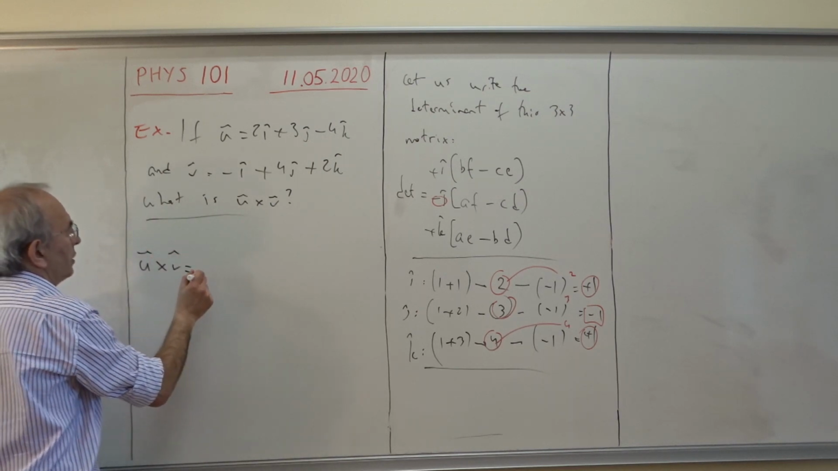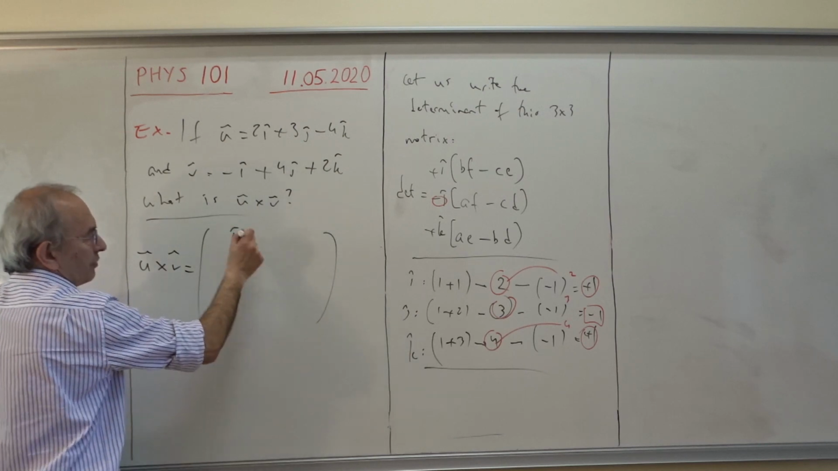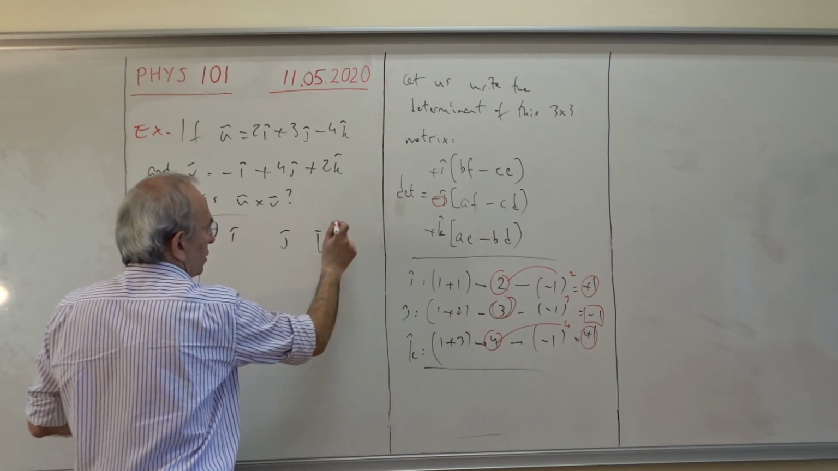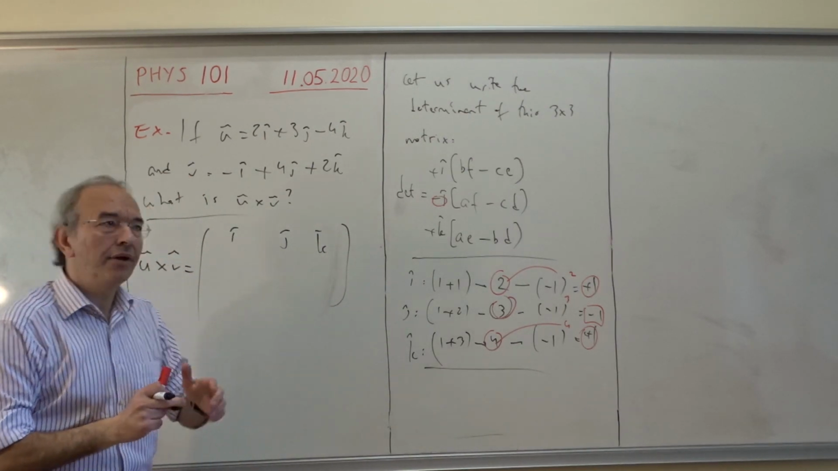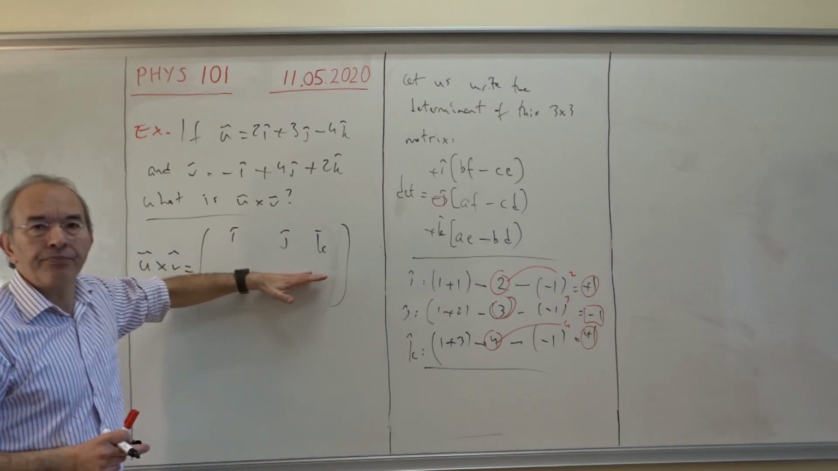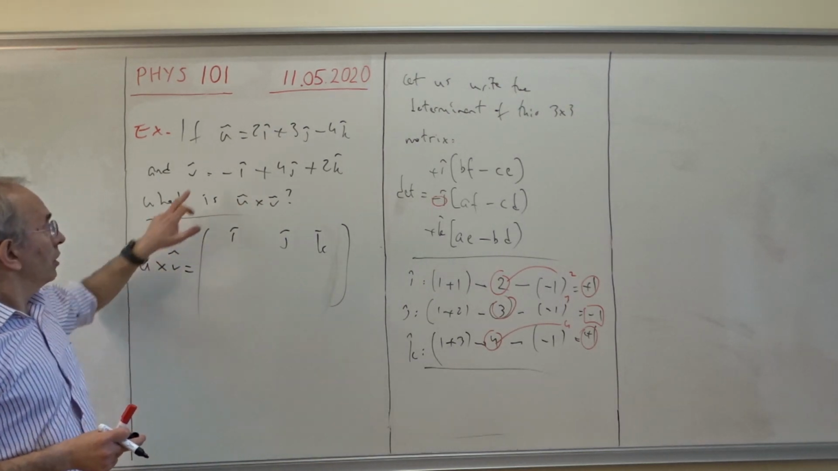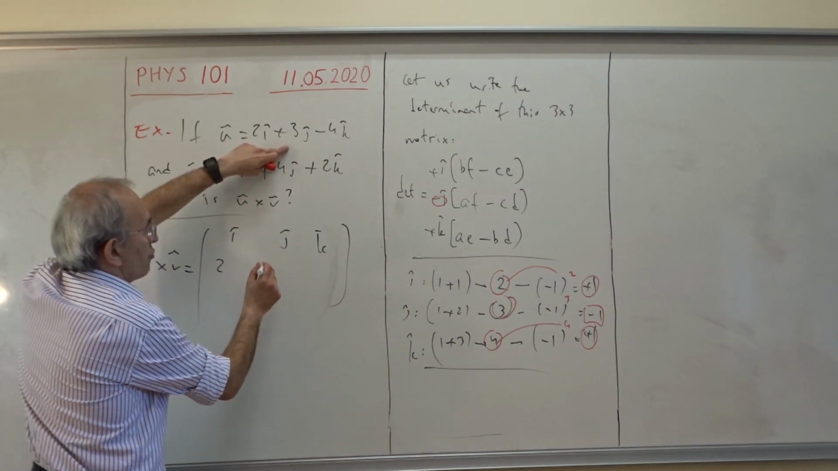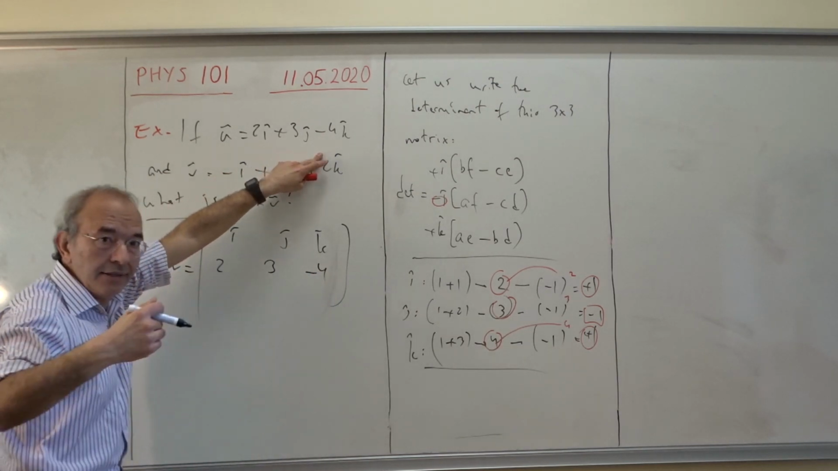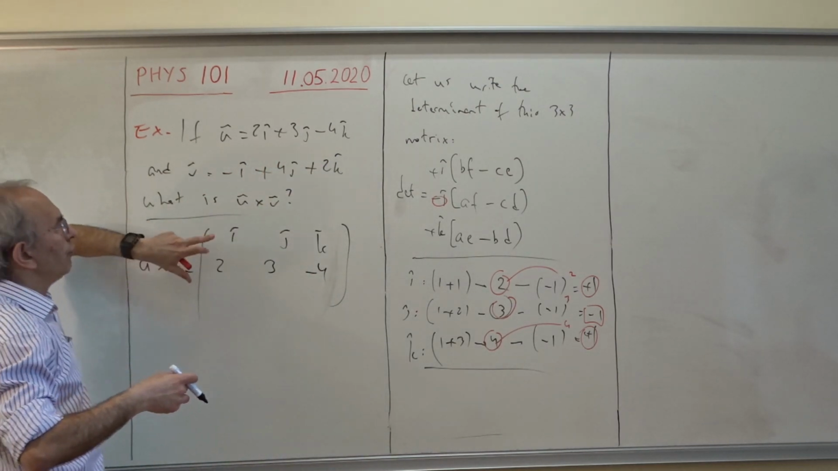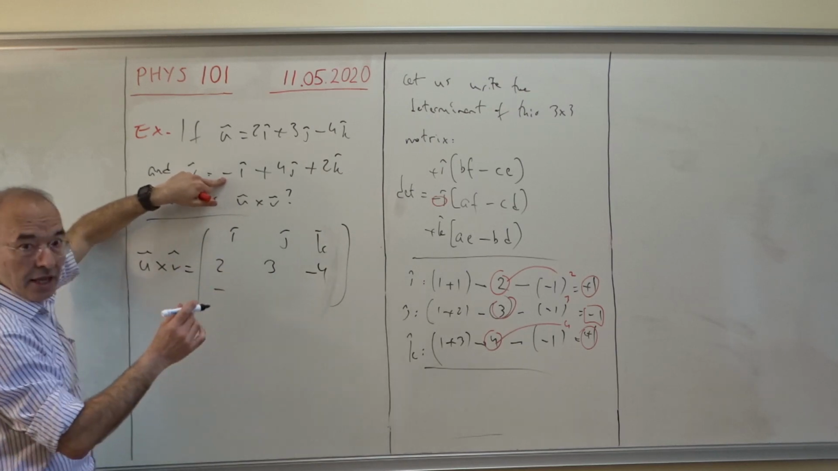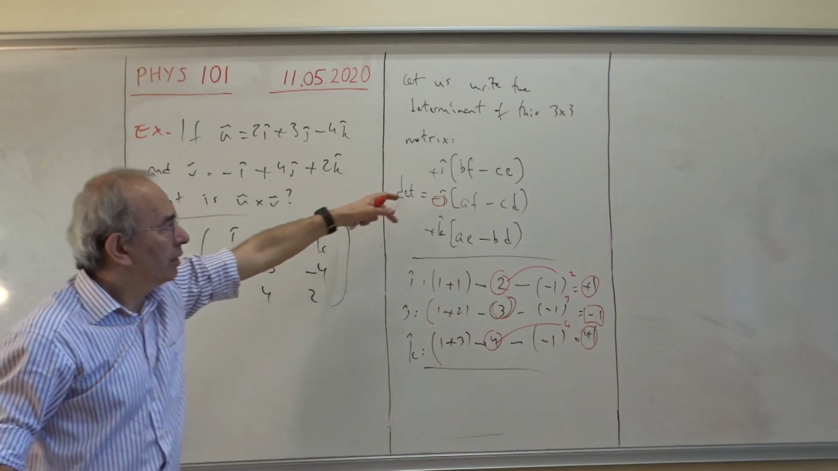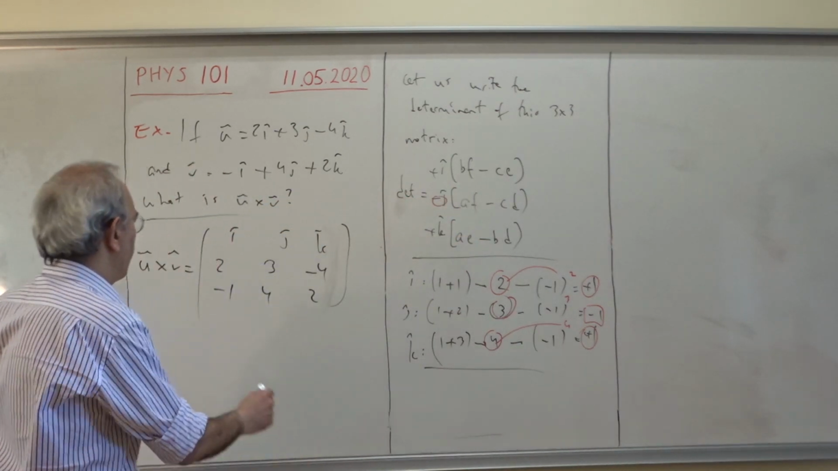u cross v is, we prepare a 3 by 3 matrix. i, j, k are the unit vectors. And as we have seen a minute ago, we put the coefficients of the first one, u, which are 2, 3, minus 4, in the first row. Then the components of the second, which are those of v: minus 1, be careful with the signs, please, minus 1, 4 and 2. Let's see what we get by applying this idea.